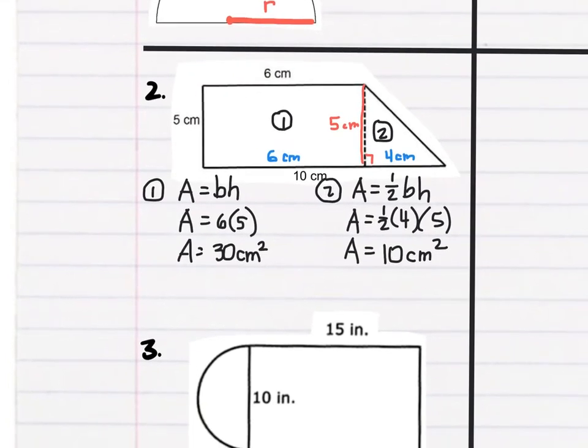So then the total area of the composite figure is the sum of those two areas. We're going to add 30 plus 10, and that's 40 centimeters squared. Now, if you're listening to this video, the movie clue is going to be the word total. So go ahead and write that word in the margin right here.